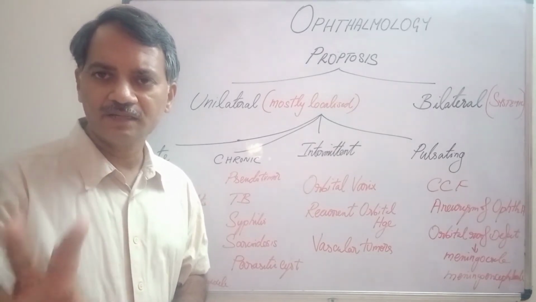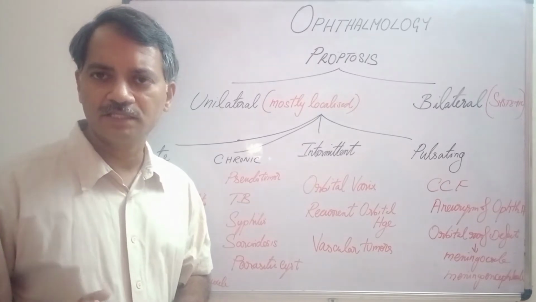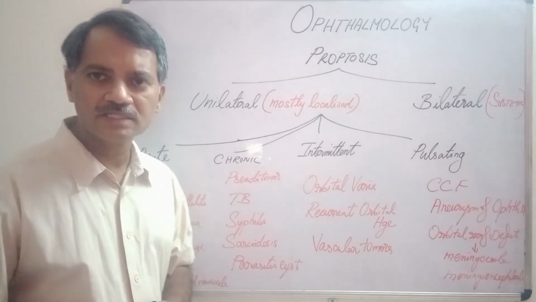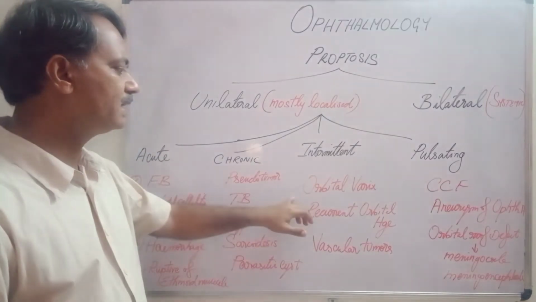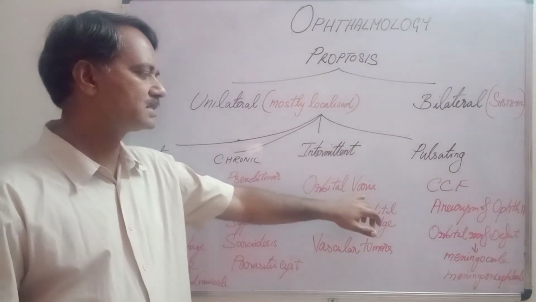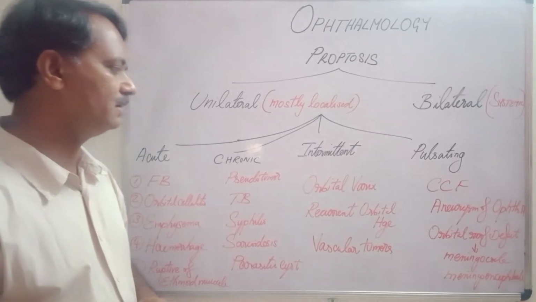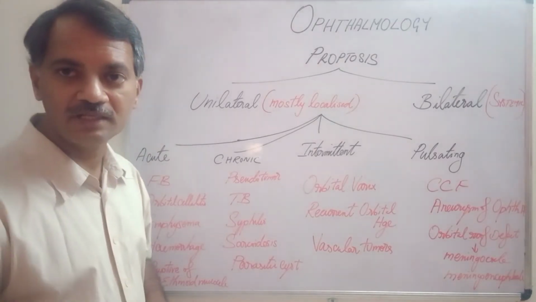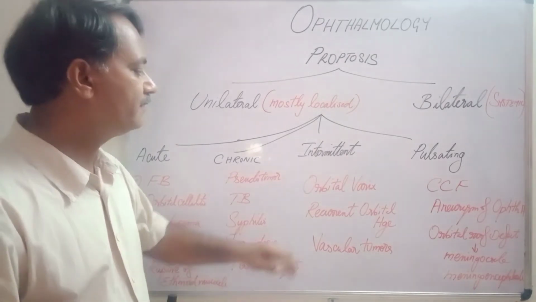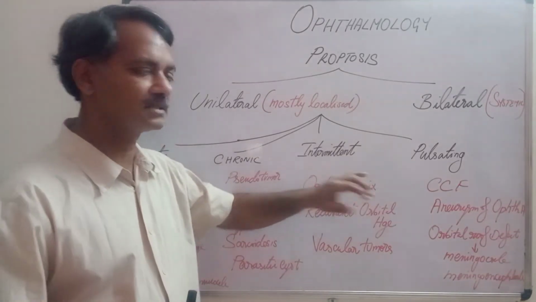Once again, that may come out and that may resolve. In which conditions will it come? One is the orbital varices, the venous tumors of the orbit, orbital varicocele. We call it varicocele in some other parts of the body. Here we call it orbital varix.